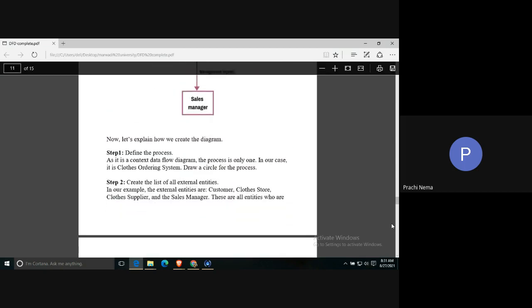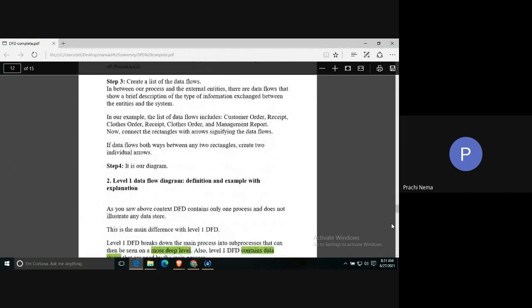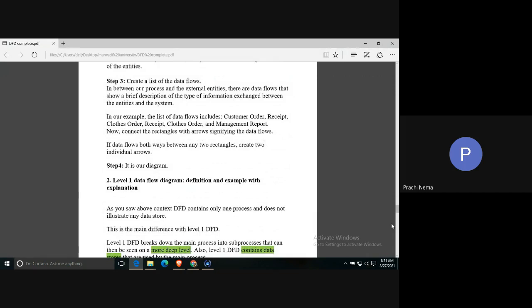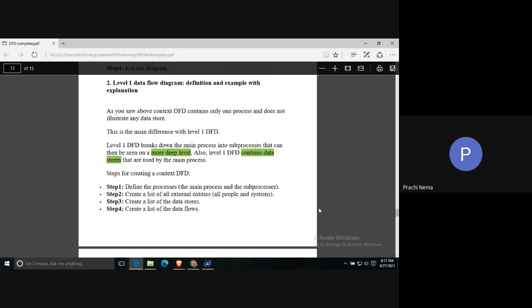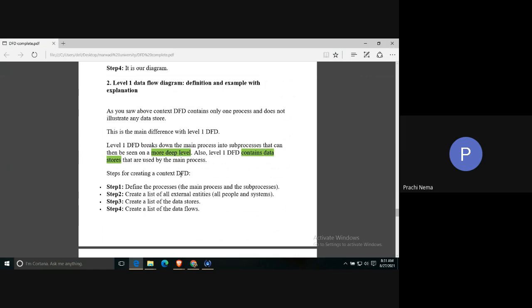Now let us see the same system's level 1 DFD. We will take an example of level 1 DFD. It is going to be the same system, but the process will be different. Why? Because level 1 DFD can have more than one process, and it can have data repositories also. Okay, so it will contain more deep levels, and it can contain data stores. So the step-wise procedure will change a little bit.